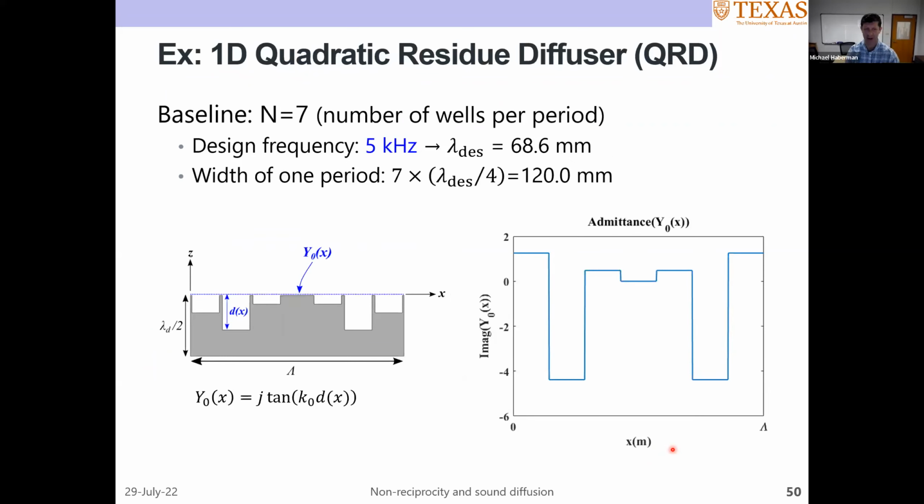Just as an example to show how this works, I'm going to assume a baseline n equals 7 QRD design, with a design frequency of 5 kilohertz, just because that's a nice audio band. We're going to be on the order of 0.12 meters for our unit. And this is basically the admittance phase distribution that you would see.